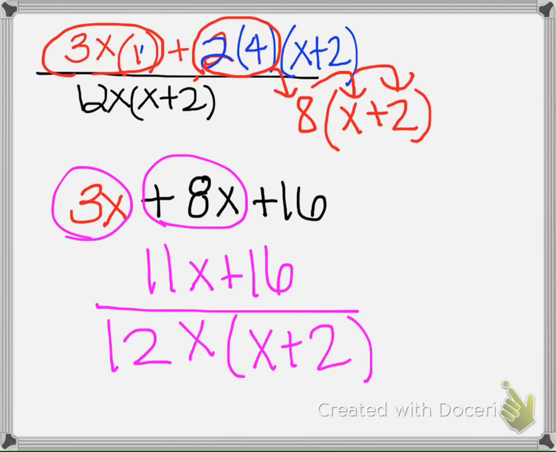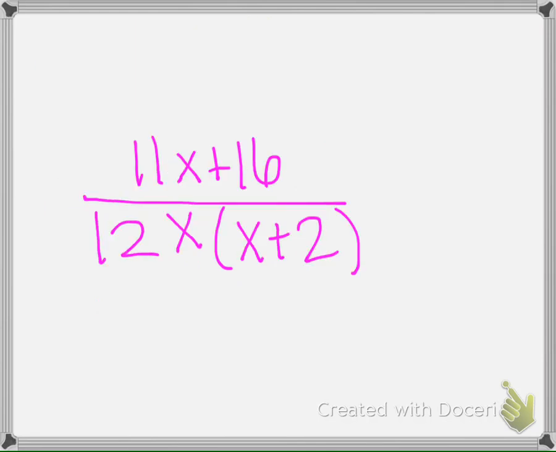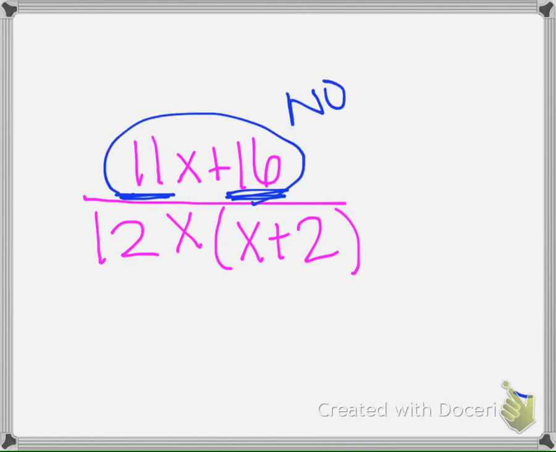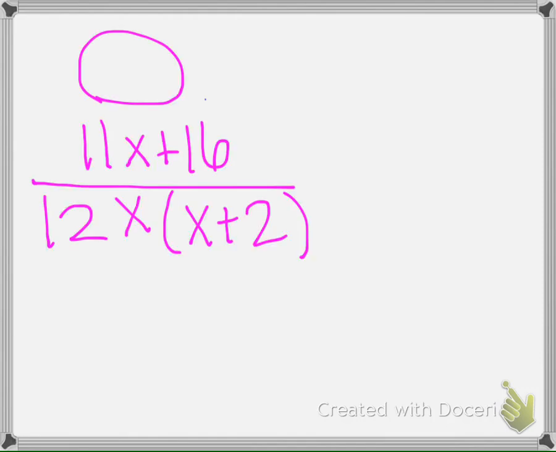There's our common denominator. So now let's see if the whole fraction can be simplified. So we have to ask ourselves, is there anything that goes into 11 and 16? Can this be factored? Which is no. So that means that our final answer is just this.